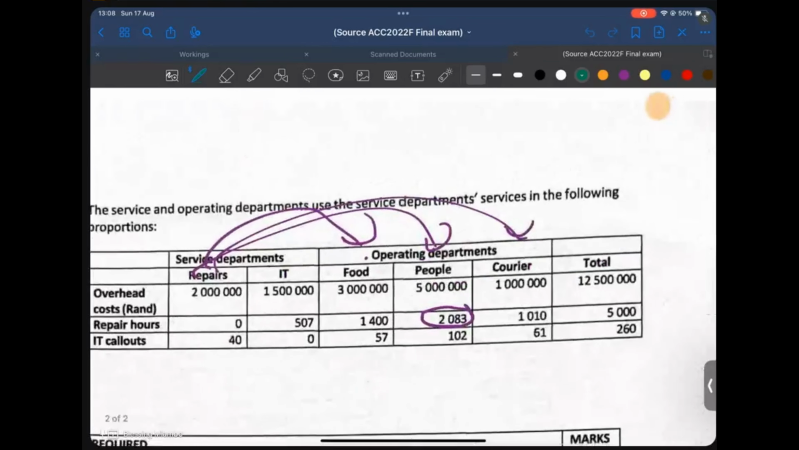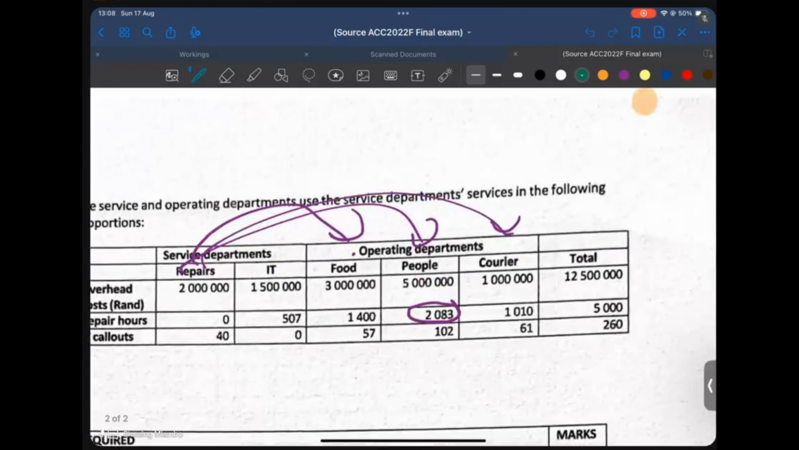And then you have operating departments. Operating departments are those that are income generating, meaning that they sell something directly to their customers. If I were to use UCT as well, I can say the College of Accounting is an operating department because they enroll students directly.